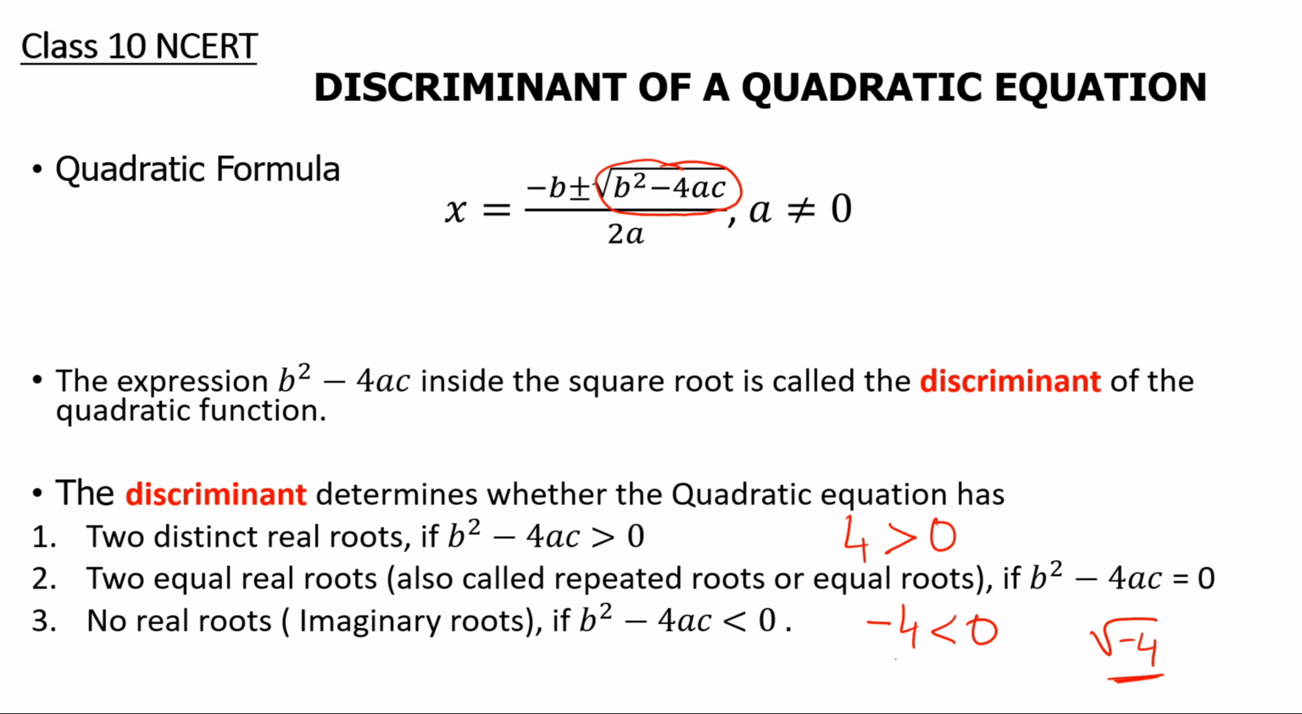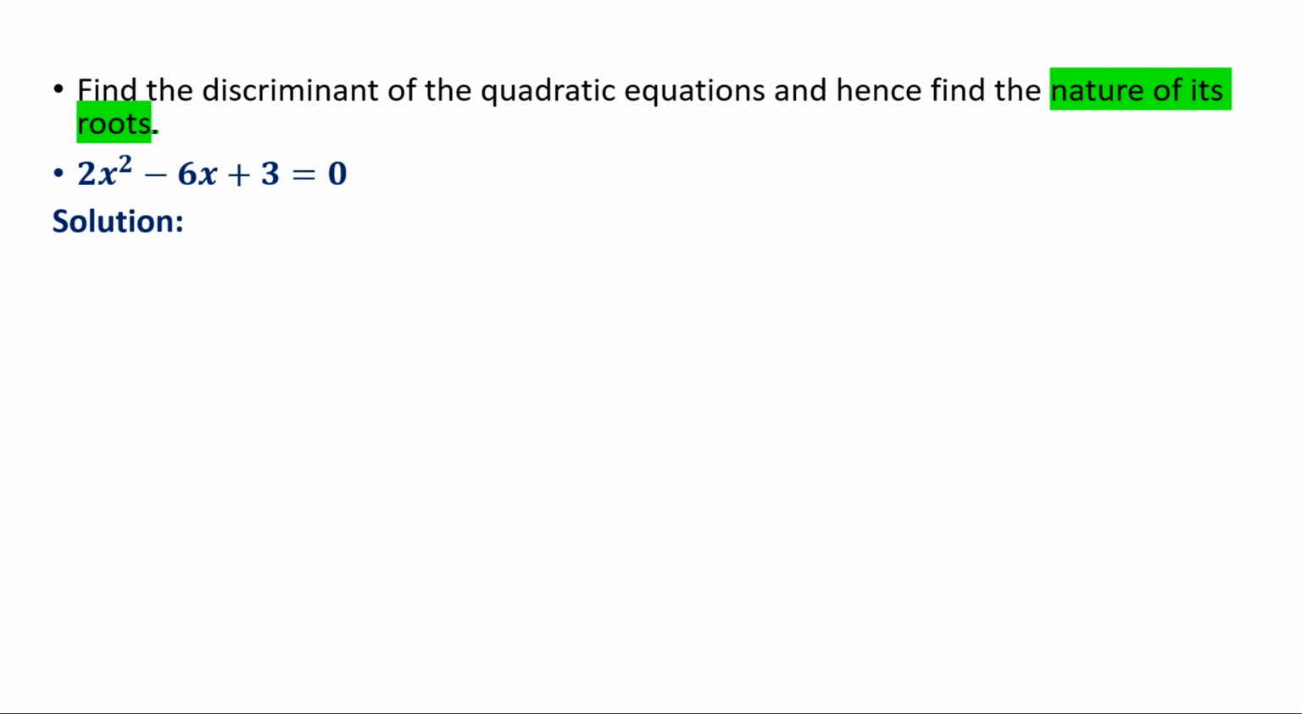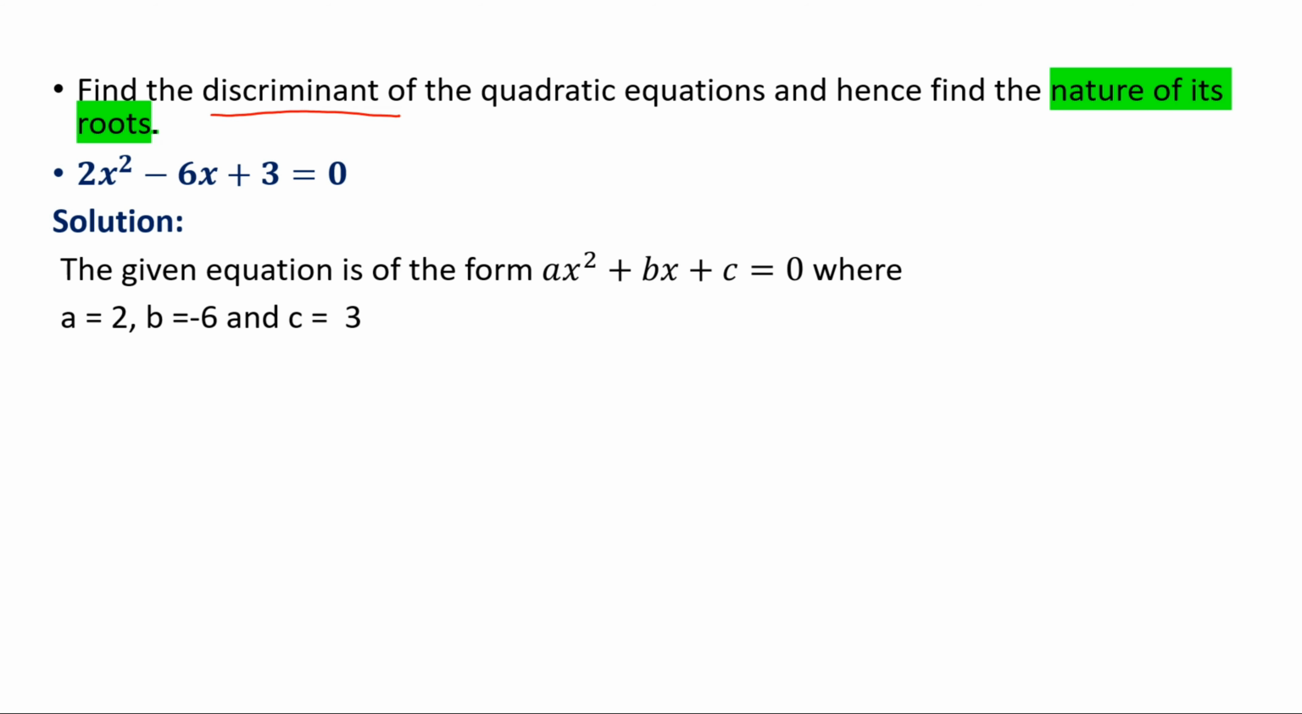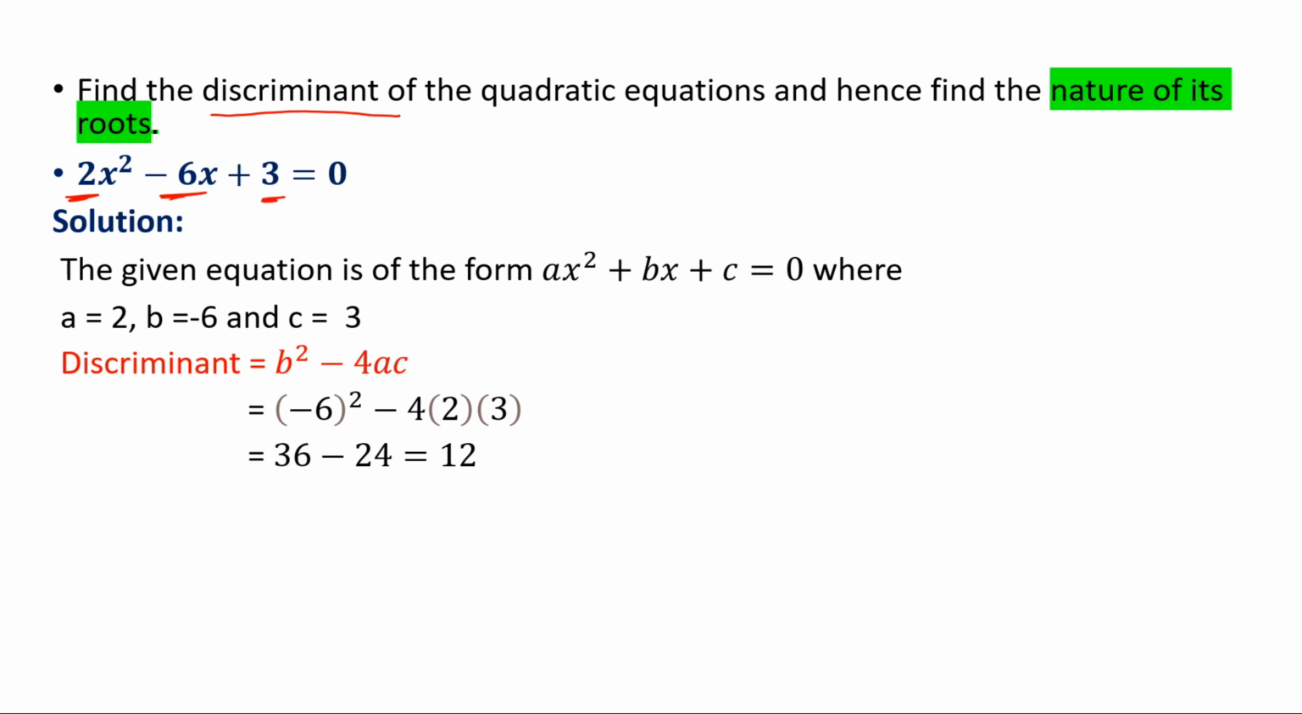Let's see a few examples. Find the discriminant of the quadratic equations and hence find the nature of its roots. So first we need to find the discriminant and then we have to find the nature of its roots. So here it's given in the form ax squared plus bx plus c equals 0, where a equals 2, b equals minus 6 and c equals 3. Now using b squared minus 4ac, we find the discriminant first, substitute the values of a, b and c, and when we simplify we get 12.